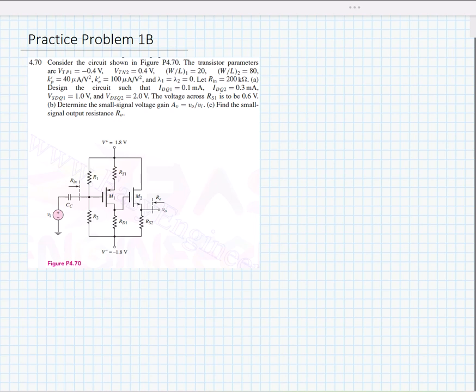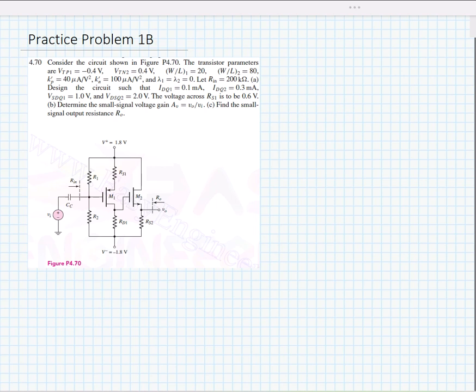Okay, in this video we're going to solve another problem from Neaman Microelectronics. This one is problem 4.70 from the textbook problems. Again, we're going to skip the analysis of finding R1 and R2. They're not going to impact the gain in this particular case, but we will need to find RS1, RD1, and RS2.